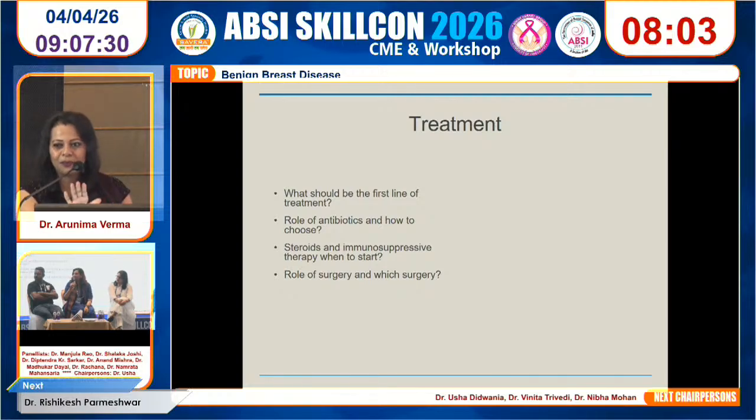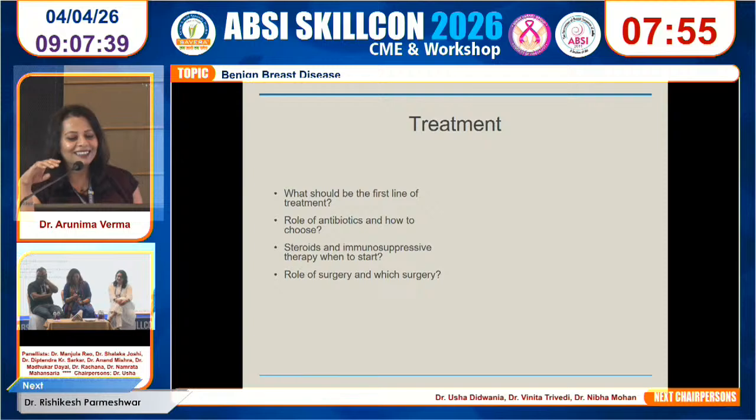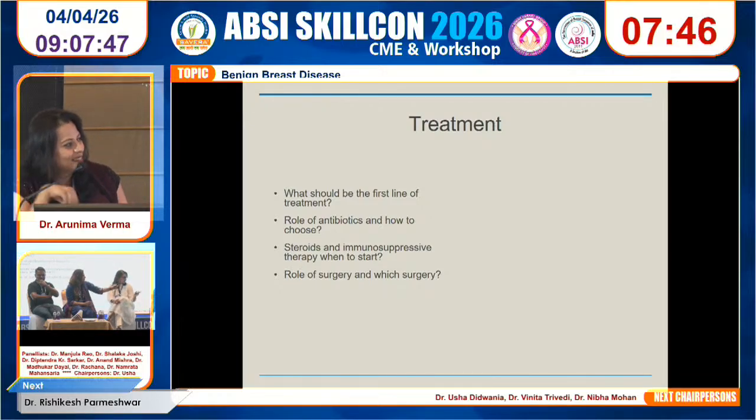I have no experience on this. However, the Giloy they are talking about, Ramdev Baba has made it available all across. You can try it. I have no experience on that. And this last question is on the role of surgery, and with surgery, I think Diptendra sir having the biggest RCT on this, I'll give it to him.